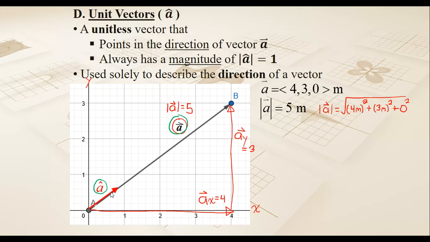What is this thing used for? Well, we'll have to look at this more on the next slide, but the primary function of a unit vector is that it's used only to describe what direction the vector is. It doesn't tell you how long vector A is. So we know vector A is 5 meters in length. The unit vector does not tell me that vector A is 5 meters in length, but it can at least tell me what the direction is, because it does point in the same direction as vector A.